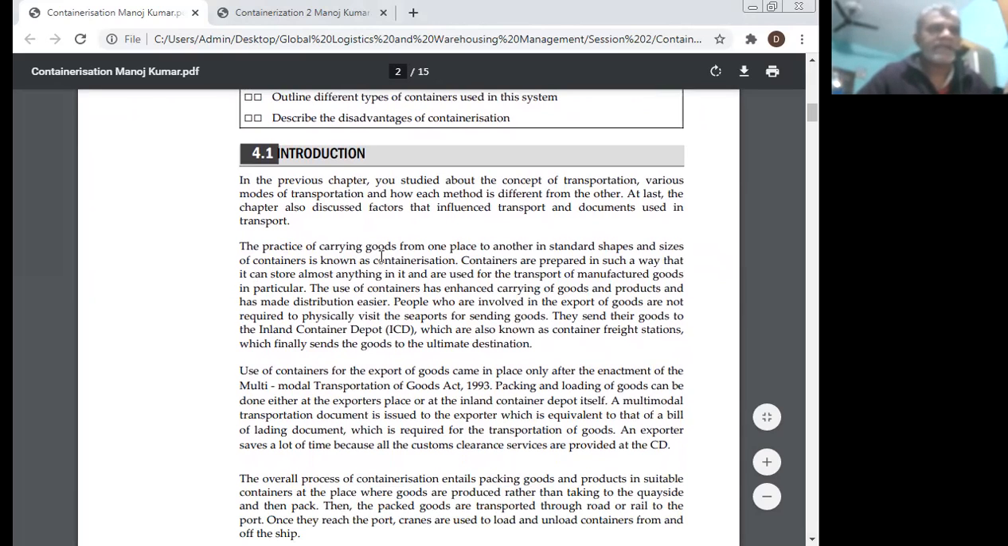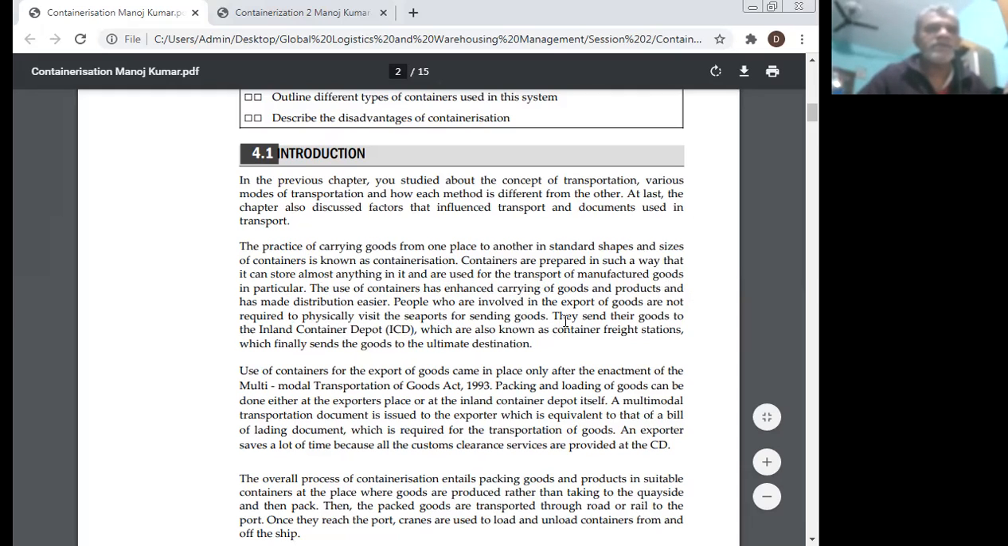The practice of carrying goods from one place to another in standard shapes and sizes of containers is known as containerization. Containers are prepared in such a way that they can store almost anything in them and are used for transport of manufactured goods in particular. The use of containers has enhanced the carrying of goods and products and has made distribution easier.